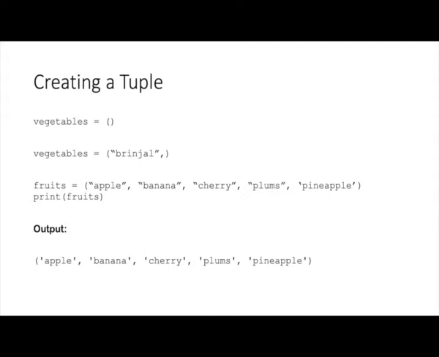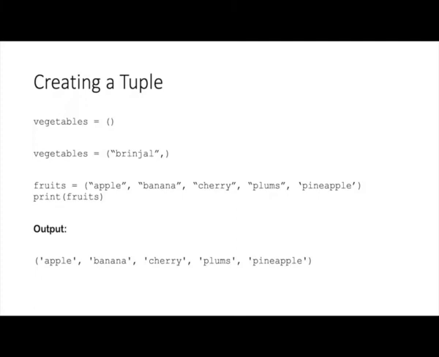The first line is creating a tuple by the name vegetables. So, I write it as vegetables is equal to open parenthesis and close parenthesis without any elements inside the parenthesis. So, this is an empty tuple that we have created by the name vegetables. In the next line, we have created the same vegetables tuple, but this time we have an item by the name brinjal inside the tuple. Please note that even for a single element you need to put that comma after that element as per the syntax.